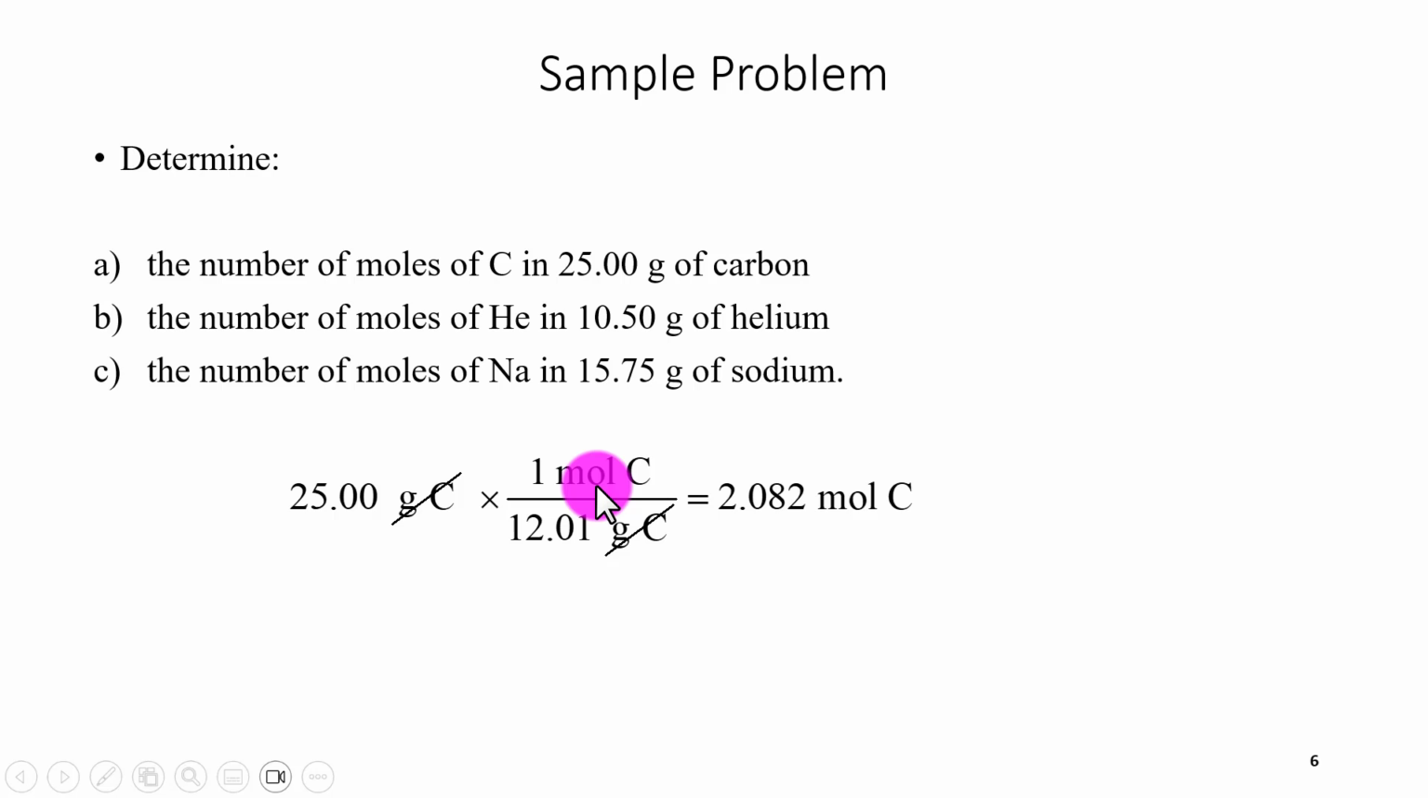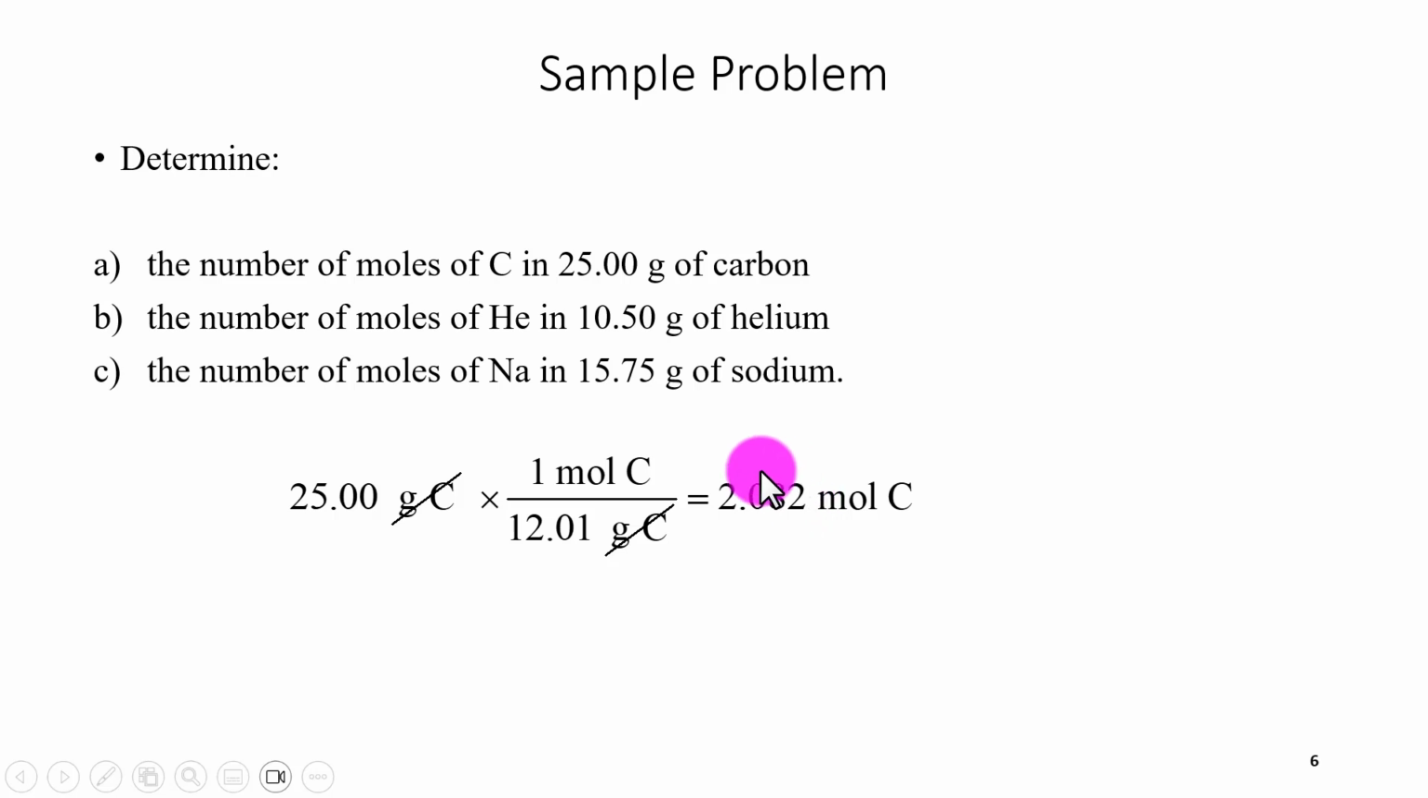Note that for the molar mass, you will always have 1 mole and then the number that will go with the grams. A number larger than 1 will go with the grams. But this is only for the molar mass. So when I write my molar mass conversion as a conversion factor, 1 will go with the moles, and then whatever the number is under my element will go with the grams. So I cancel my grams, and then I have 25 times 1 divided by 12.01, giving me 2.082 moles.